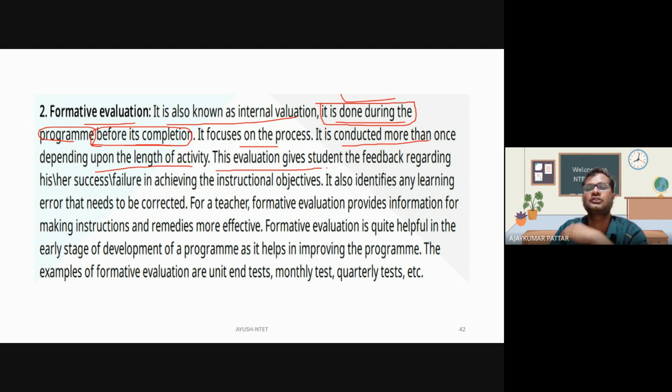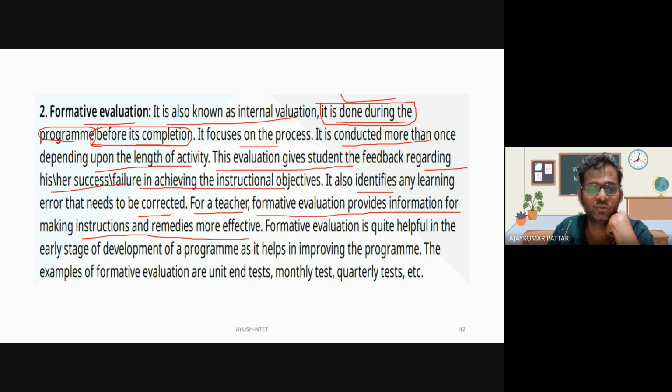This evaluation gives the student feedback regarding his success or failure in achieving the instructional objectives. It also identifies any learning errors that need to be corrected by a teacher. Formative evaluation provides information for making instruction and remedies more effective. It is quite helpful in the early stage of development of a program, as it helps in improving the program. Examples of formative evaluation are unit ends, monthly tests, quarterly tests.